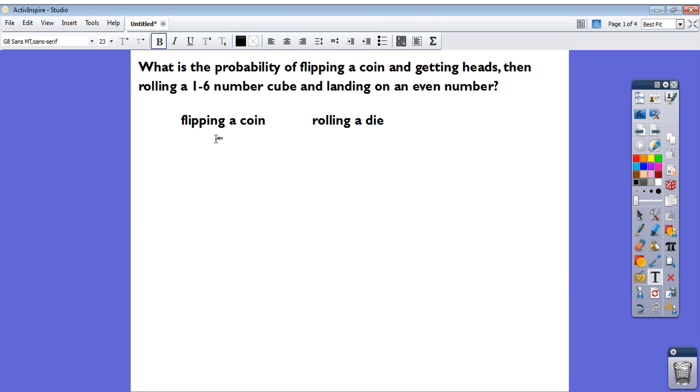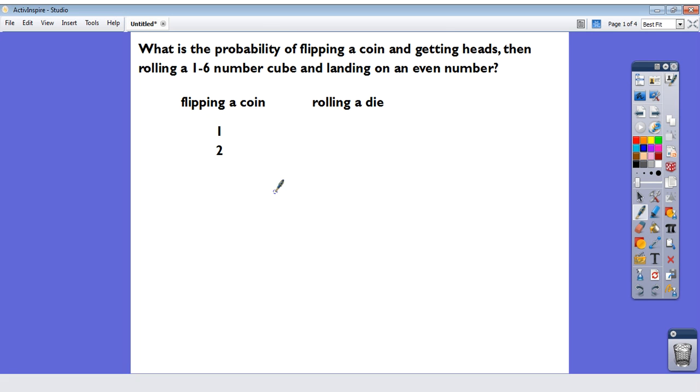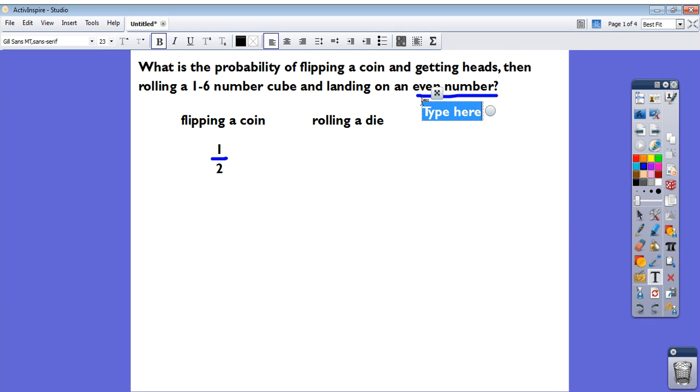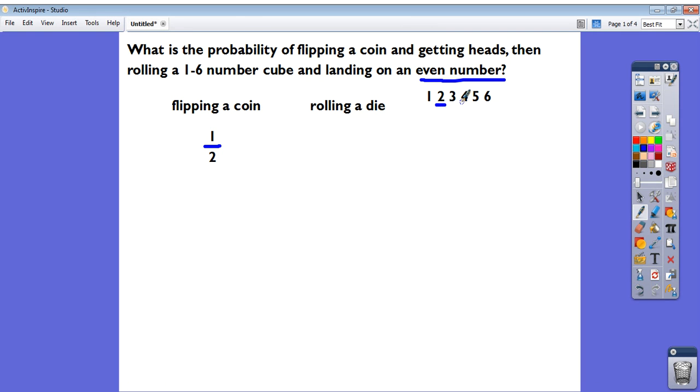So I need to find the probability of flipping the coin and getting heads. I know that 1 out of a total of 2 sides on my coin have heads. On my die, I'm trying to get an even number. And if the numbers on my die are 1 through 6, 1, 2, 3, 4, 5, 6, the even ones are 2, 4, and 6. So that means there are 3 even numbers out of a total of 6 numbers.